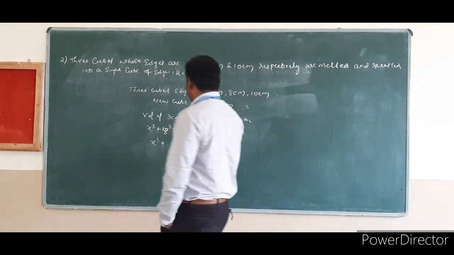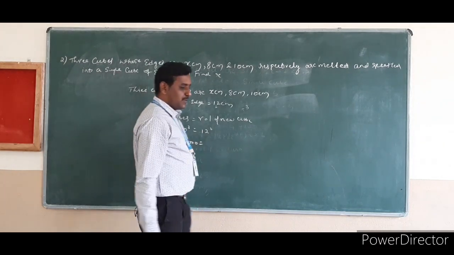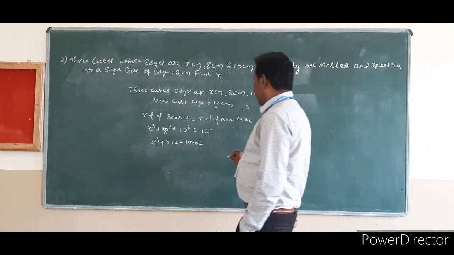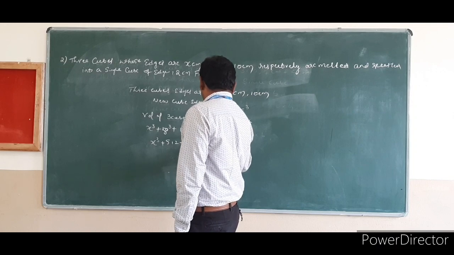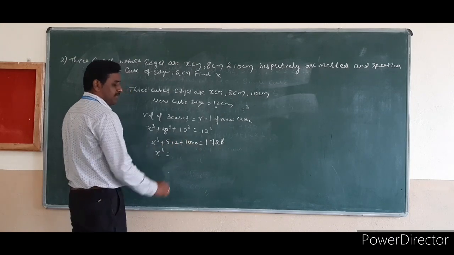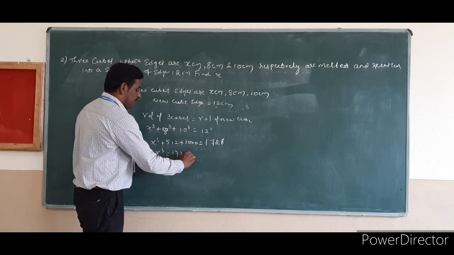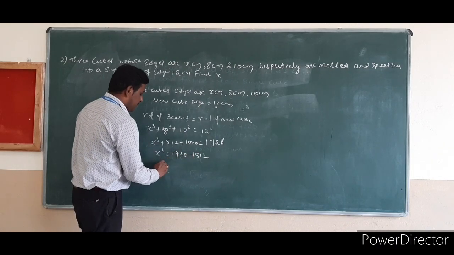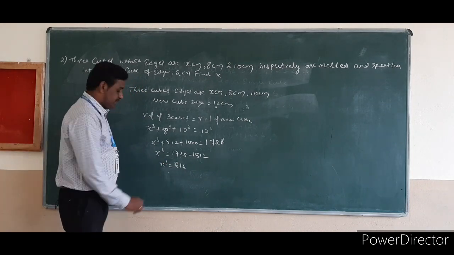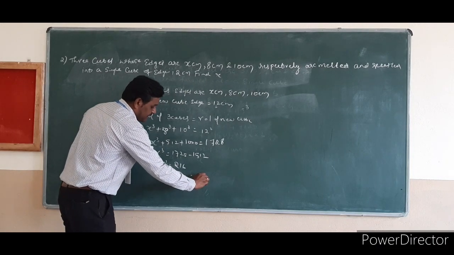512. This is 1000, equal to 12 cube, which means 12 cube is 1728. So x cube is equal to, if you add 1000 plus 512, 1512, shift to that side, 1728 minus 1512, you get 216. That is x is equal to the cube root of 216, which is 6 centimeter.